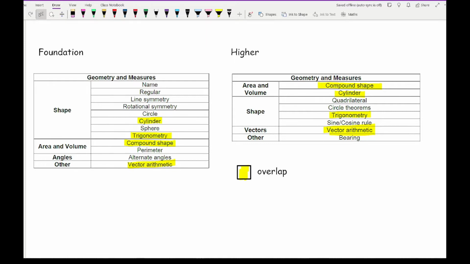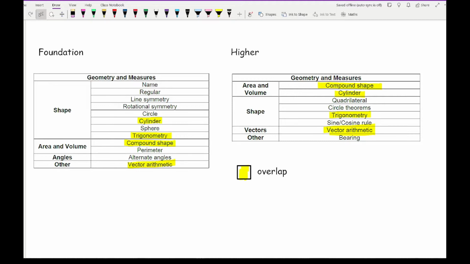So looking at this, we can notice that compound shapes appear on both. So again, looking at area and volume, that could be related to area, it could be related to volume, and the fact that cylinder is on both on the list. Now, the fact that cylinder is mentioned in the shape section for the foundation paper, but on the volume section of the higher, well, it could mean one or two things.